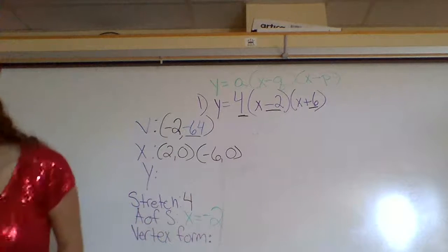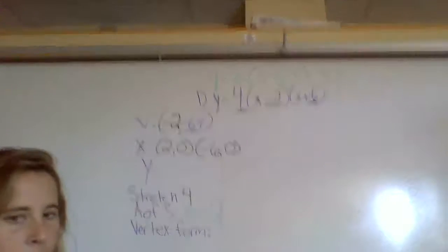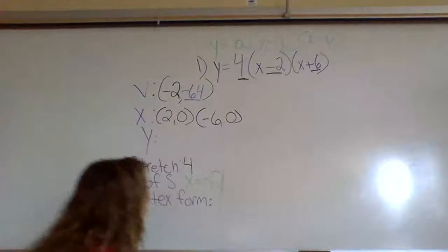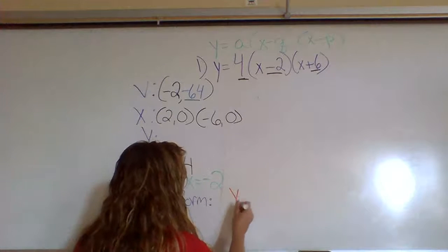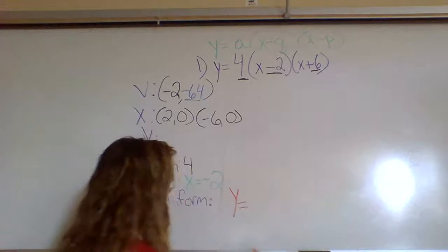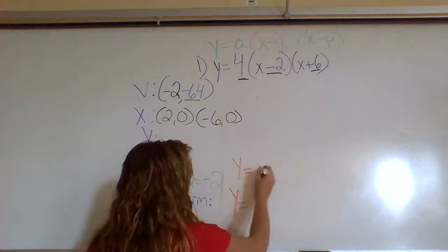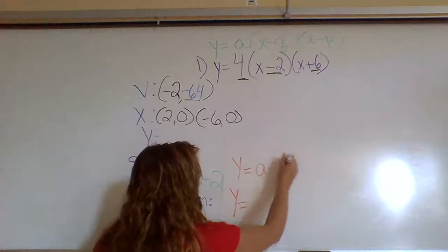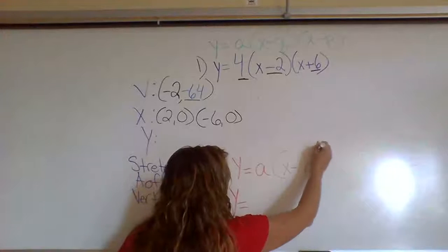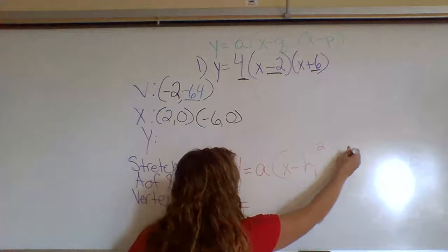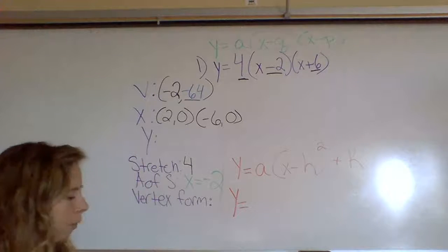I'm going to sit down for this. Vertex form. Here it is. So here's vertex form: y equals a times (x minus h) squared plus k. All right, that's your vertex form.